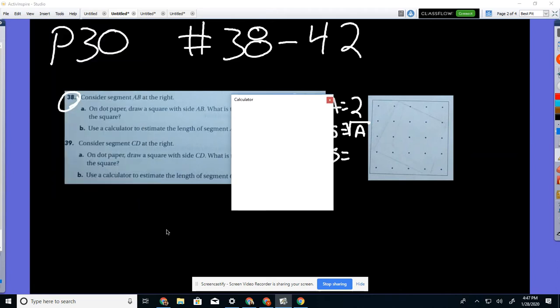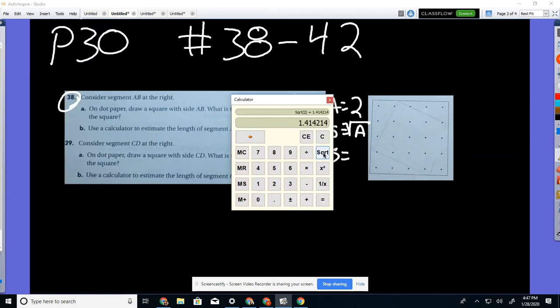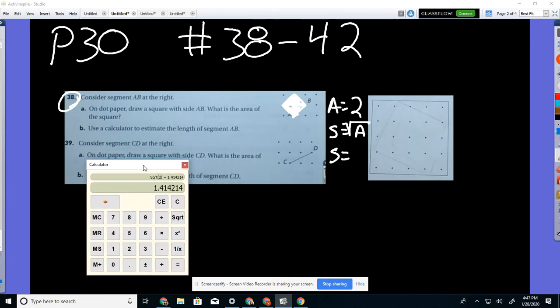So here is a calculator. I take the square root of 2. It is 1.414214, and then that decimal continues forever, never repeating a pattern, never stopping. So this isn't side length equals, it's side length approximately equals, okay? And it approximately equals 1.4 units. All right, so that's A and B.